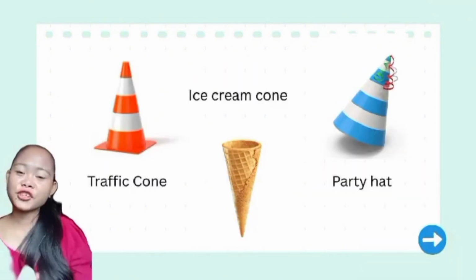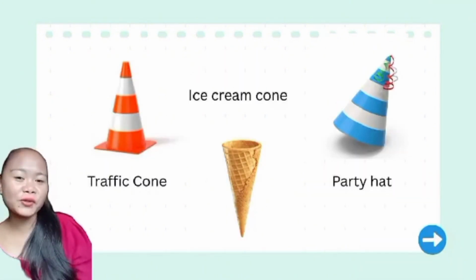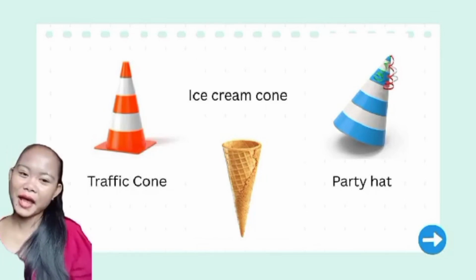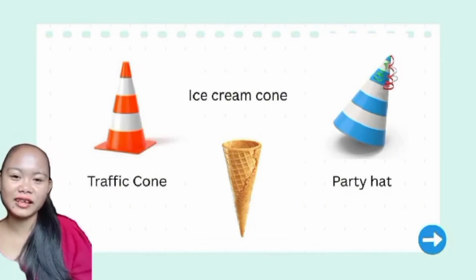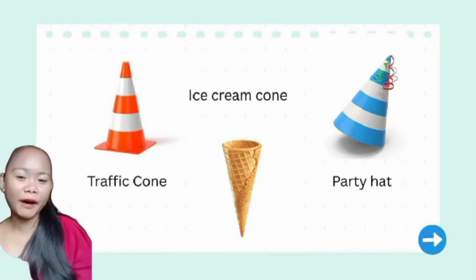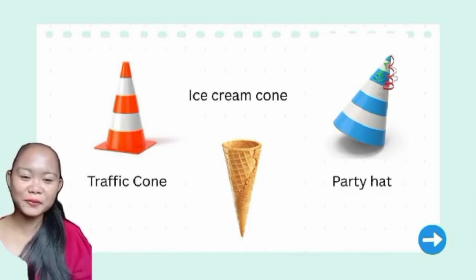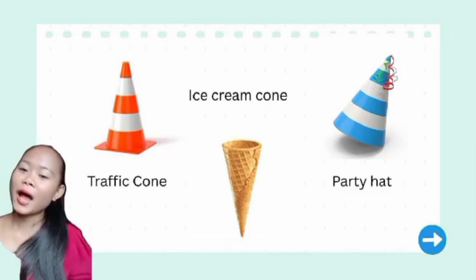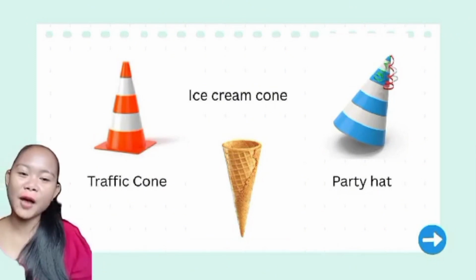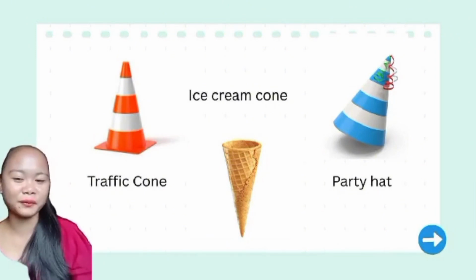First is the traffic cone used on the road. Second is the ice cream cone. Next is the party hat that we wear during birthdays or other celebrations. A cone is pointy at the top and round at the bottom.